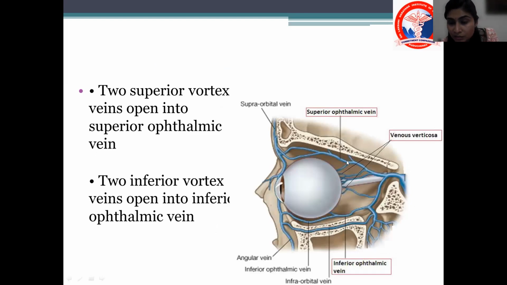See, these are the 4 venae vorticosae, that is the vortex veins. They drain 2 superiorly into the superior ophthalmic vein, and the inferior ones drain into the inferior ophthalmic vein.